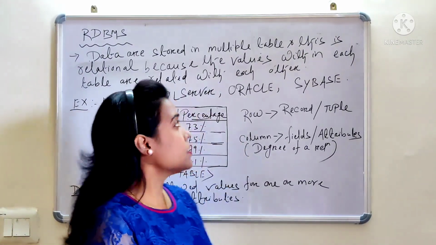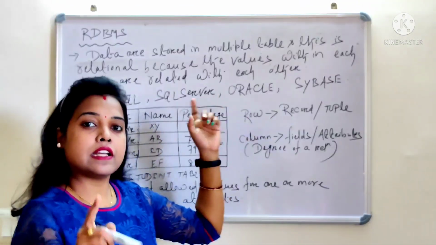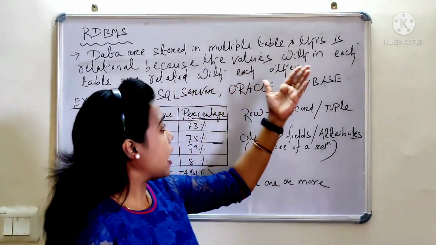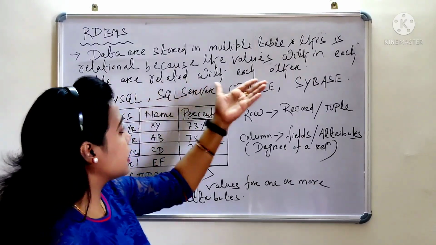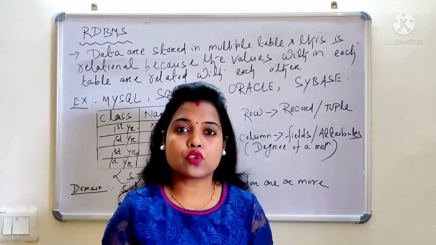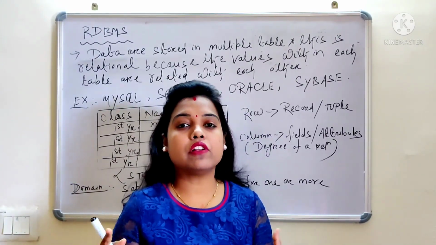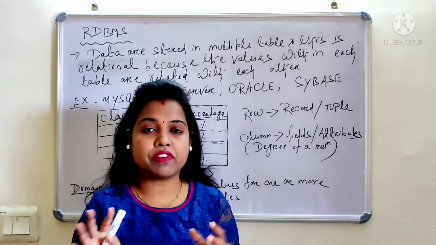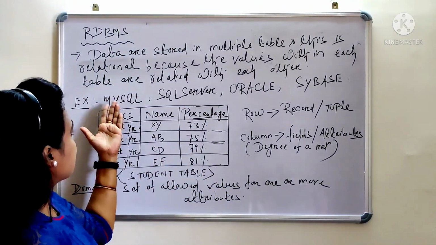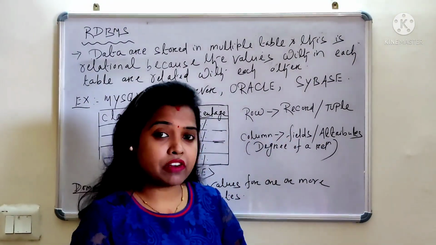Now what is RDBMS? Data are stored in multiple tables. In a relational database, data are stored in multiple tables, and this is relational because the values within each table are related with each other. Means we will store the data in a tabular format, so that the values of each table will be related with another table, means they will share some common field within those tables. Now what are the examples of RDBMS? MySQL, SQL Server, Oracle, Sybase, these are the examples of RDBMS.